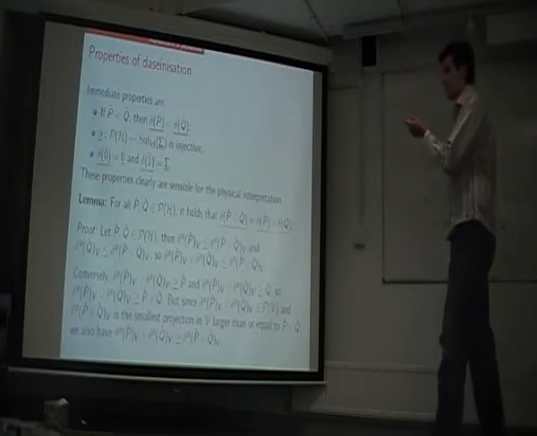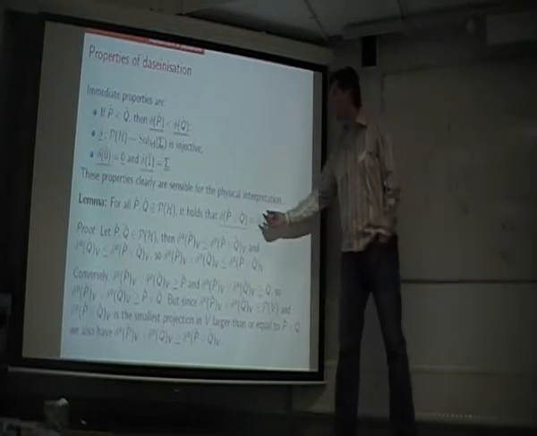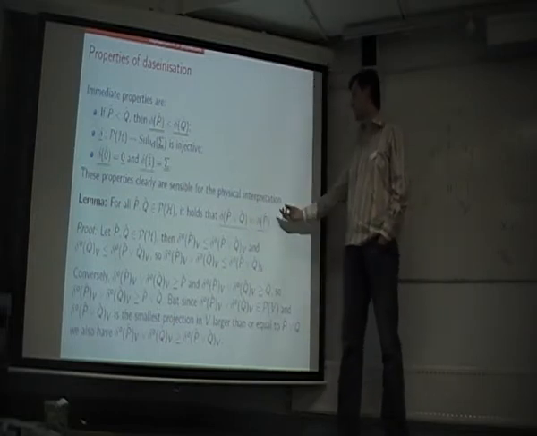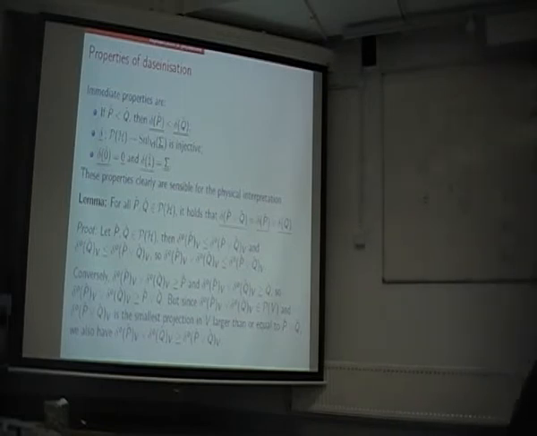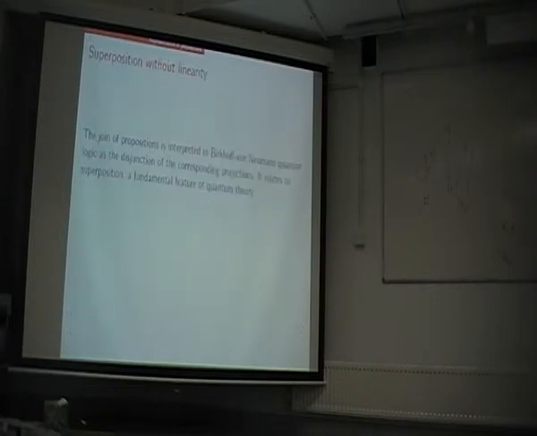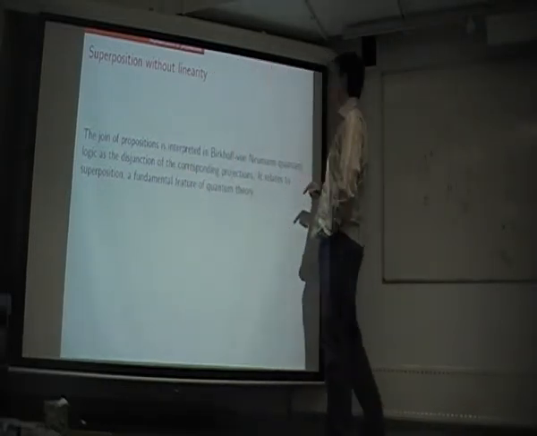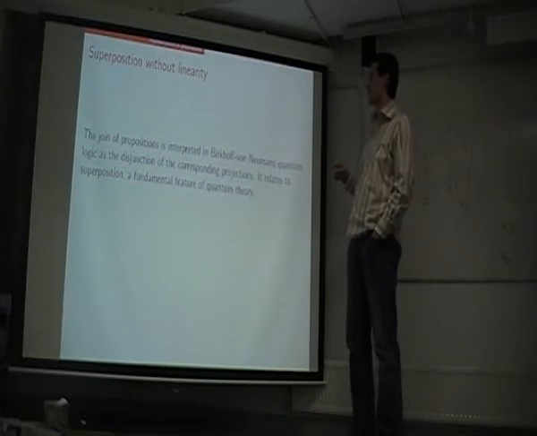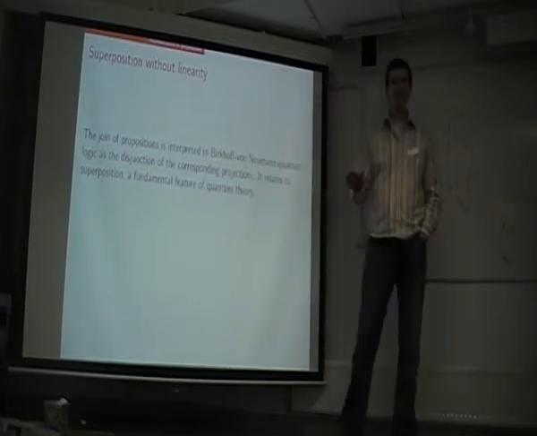The lemma says that for all projections P and Q, it holds that delta of P or Q is delta of P or delta of Q. So daseinization of projections preserves the or. And this is actually an interesting aspect. The first sentence on this slide doesn't make sense, because it should of course be the join of projections is interpreted phenomenologically as the disjunction of the corresponding propositions. So just swap the words projections and propositions.